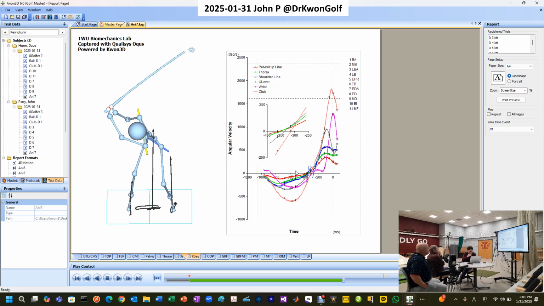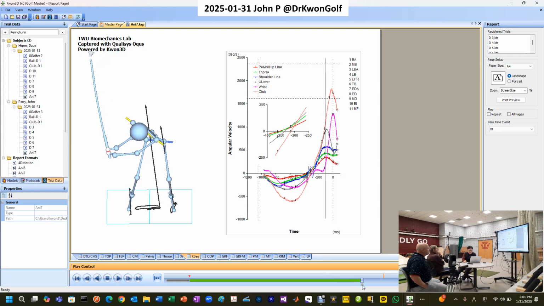Okay. And then in the downswing, the timing is reasonable here. So this should be okay.